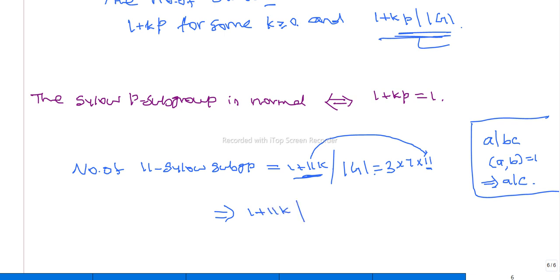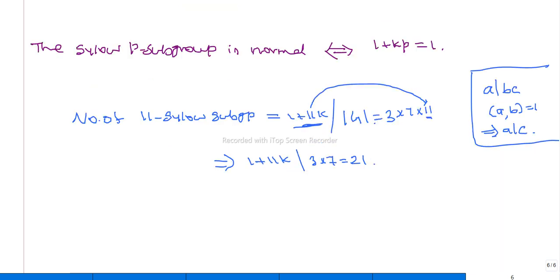the remaining number. What is the remaining number? 3 into 7, that is 21. Now what are the possible values? Since we know that 1 plus 11k divides 21, the possible values for 1 plus 11k: 1 is a divisor, or 3, or 7, or 21, because this number is a divisor of this number. Therefore it should be positive, right? This 1 plus 11k is a positive number, and since it divides 21, the only possible values are 1, 3, 7 or 21.